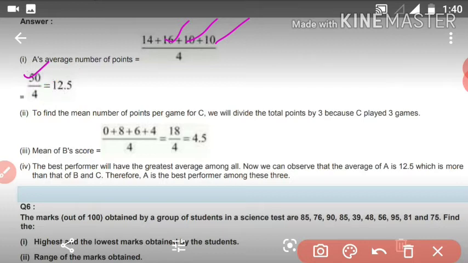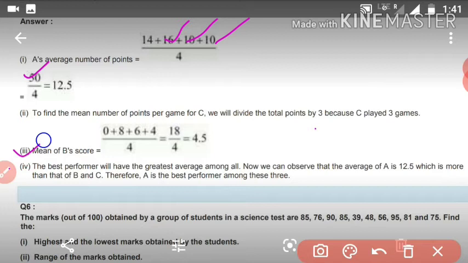Okay, now come to the second question's answer. To find the mean number of points per game for C, we will divide the total points by 3 because C played 3 games, isn't it? Because C did not play game number 3, isn't it? That is why you have to divide by 3, not by 4. Now come to the next question.